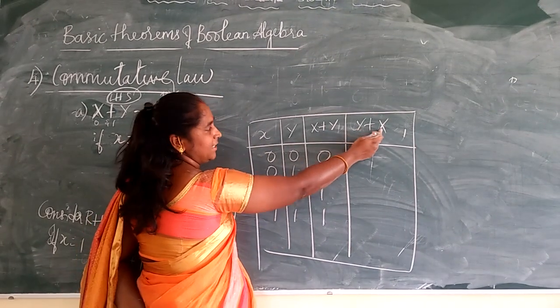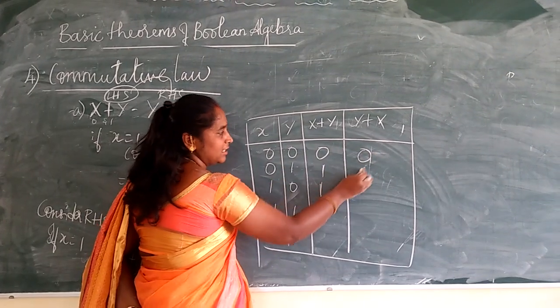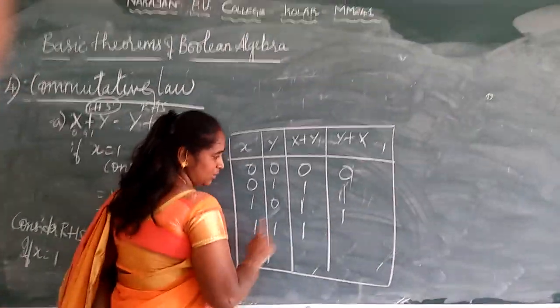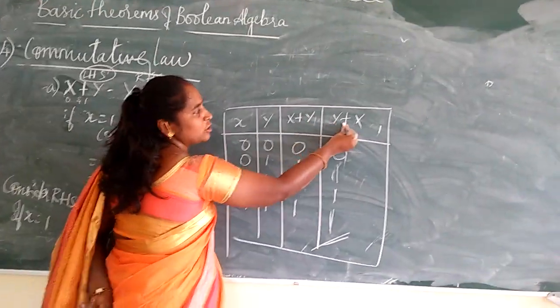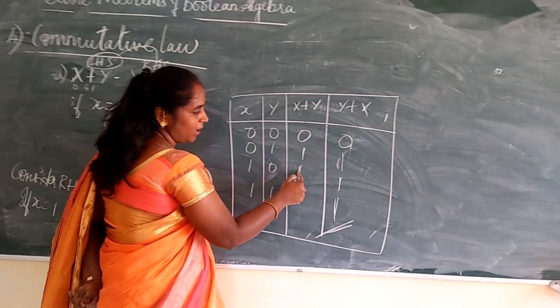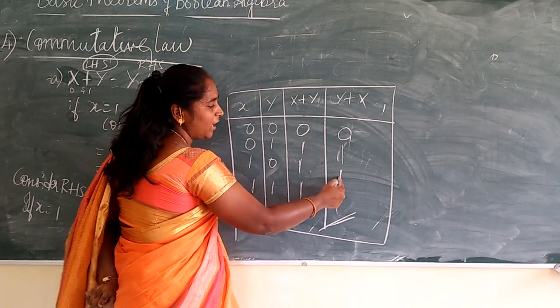Next, y plus x. 0 plus 0 is 0. 1 plus 0 is 1. 0 plus 1 is 1. 1 plus 1 is 1. So, this x plus y is equal to y plus x. X plus y has the values 0, 1, 1, 1. Y plus x is equal to 0, 1, 1, 1.